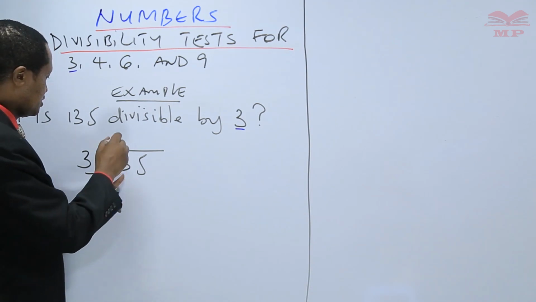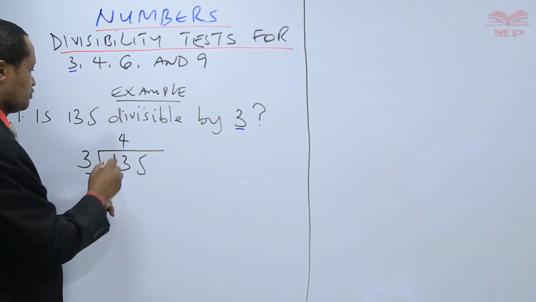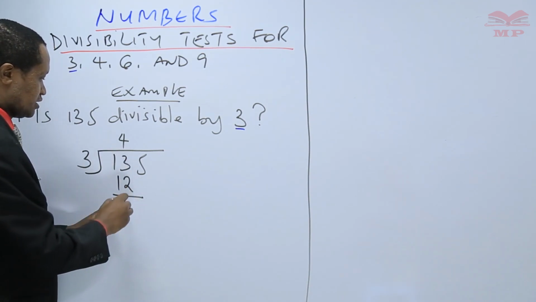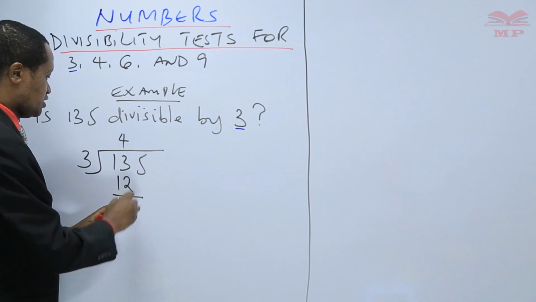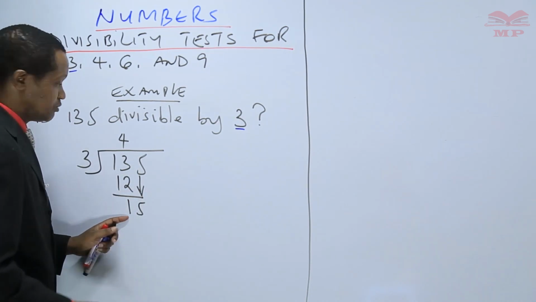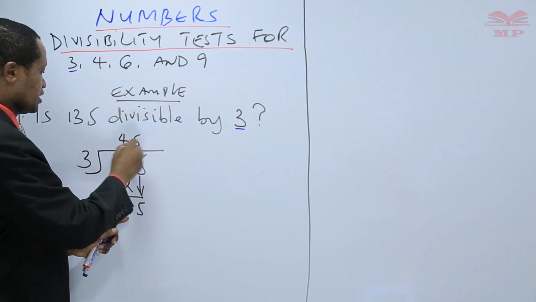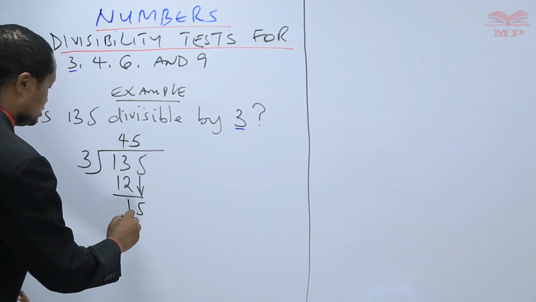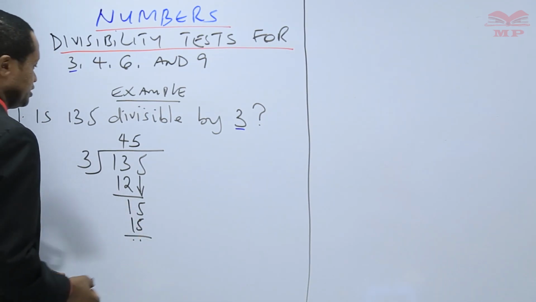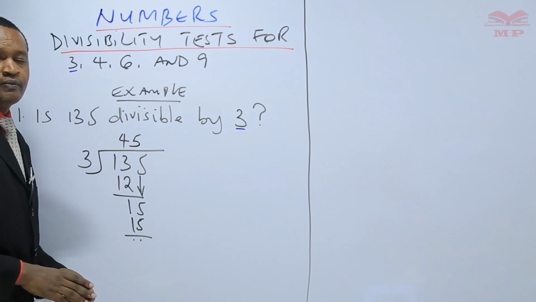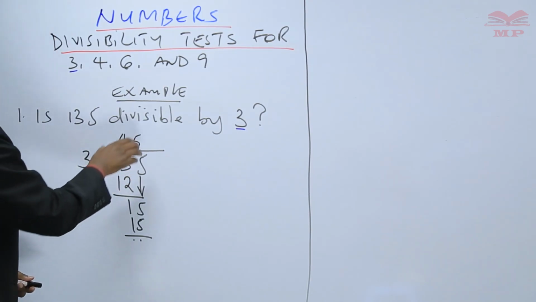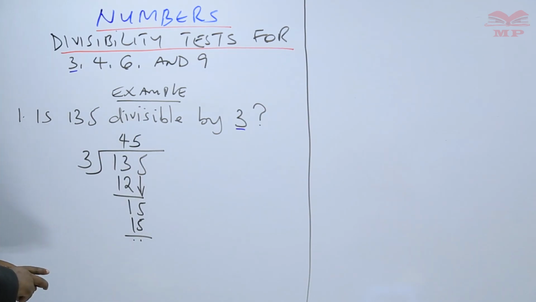How many times? 4 times. 4 times 3, 12. We minus 13 minus 12. We have 1 here. Bring down this 5. So 3 goes into 15. How many times? 5 times. So you can see here that 135 is divisible by 3 because we have carried out division.